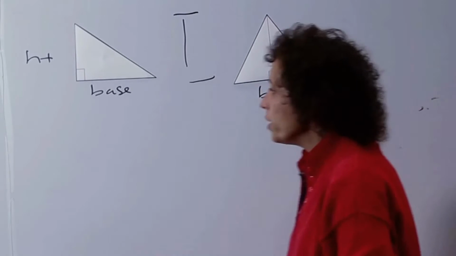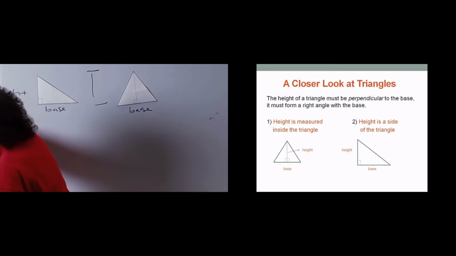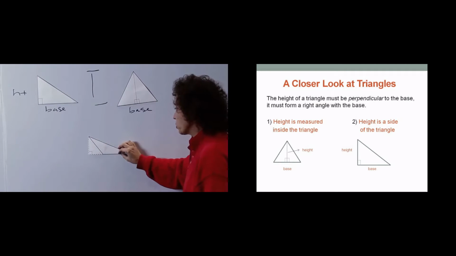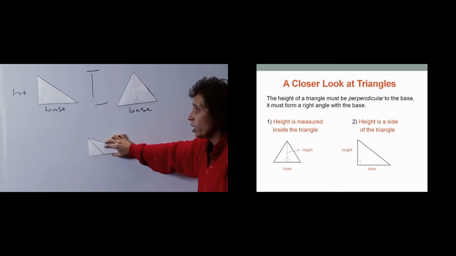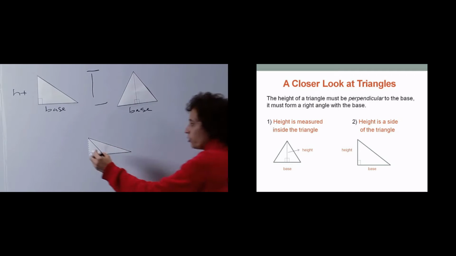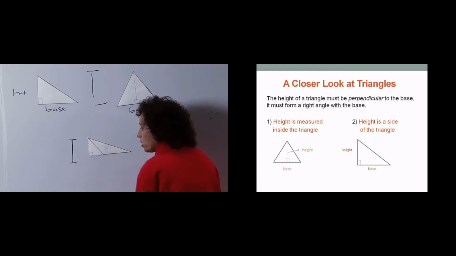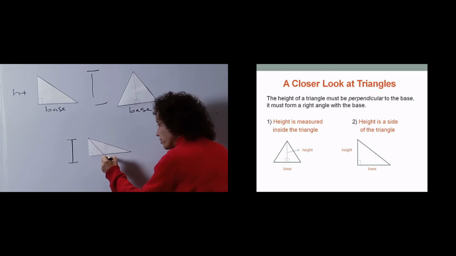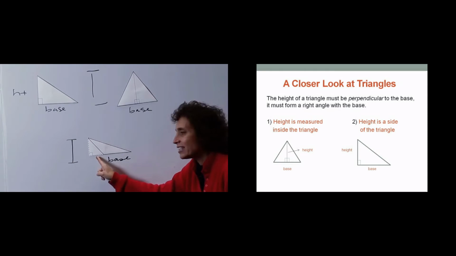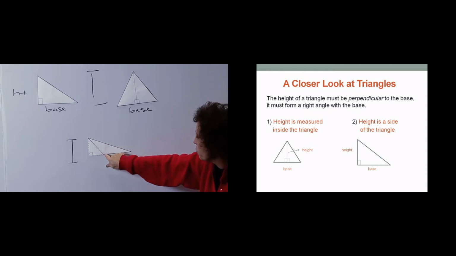And then there's one other type. There's this one. This one is when the height is actually drawn outside the triangle. Okay? So the height is really the length from here to here. That's the height, and this is the base. Be careful. That dotted line is dotted for a reason. That's not part of the base. This is the base from here to here. That's the length of the base.